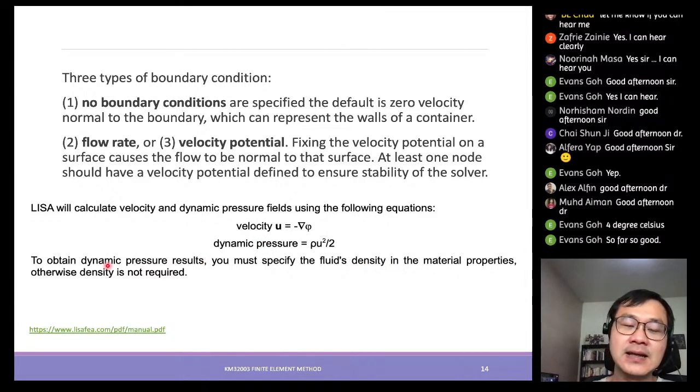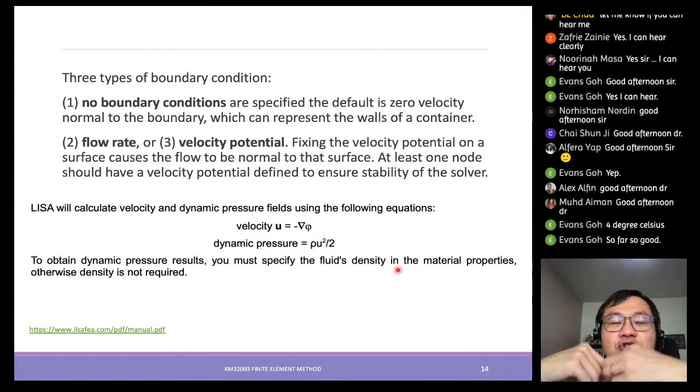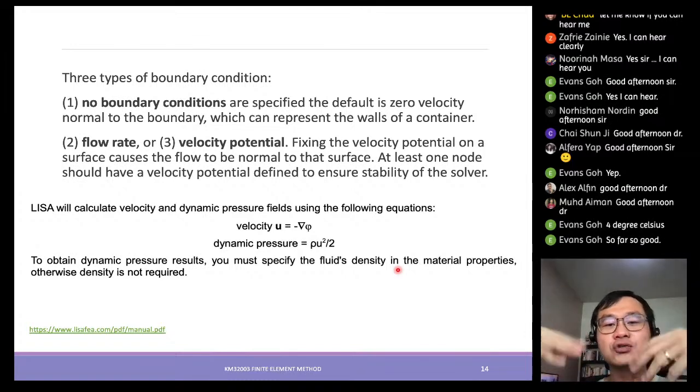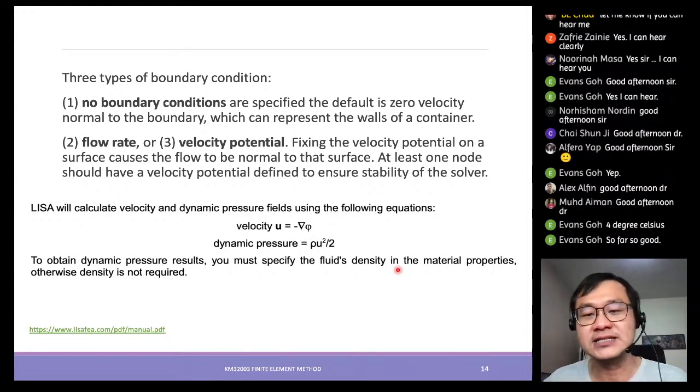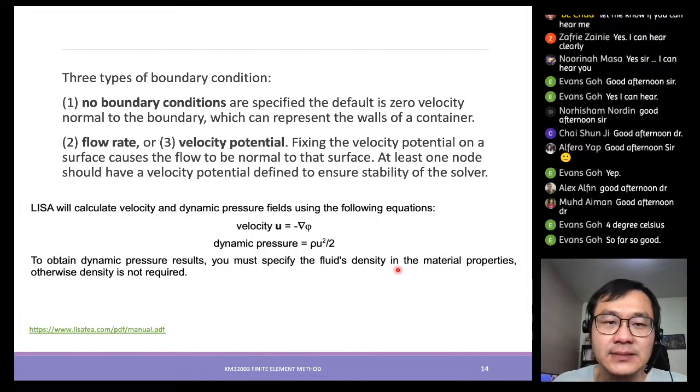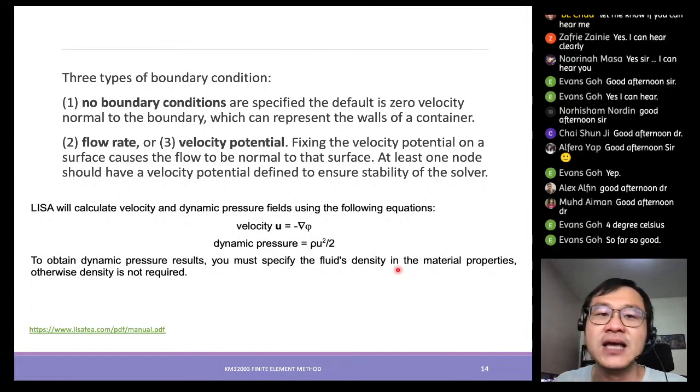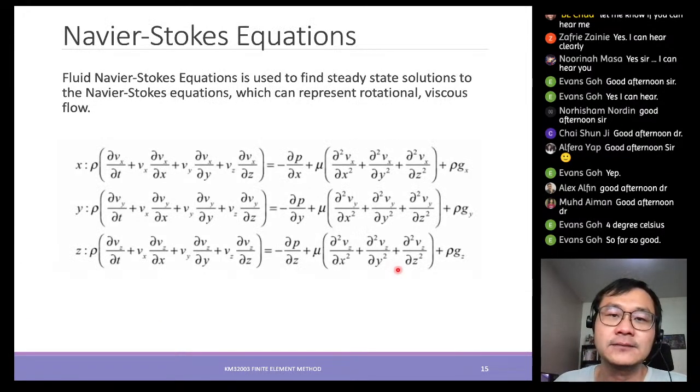Here they mention that to obtain the dynamic pressure, what you need to specify is the fluid density. With the density, yes, they can estimate the pressure, the impact of the fluid towards the surface itself. So that is where it is useful. Otherwise, it may only generate a velocity for you. So this is where the manual plays an important role for you to understand. Because LISA FEA mainly uses FEM methods, that's why it is only applicable for incompressible fluid.